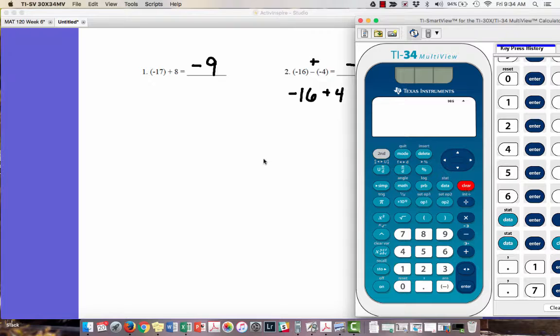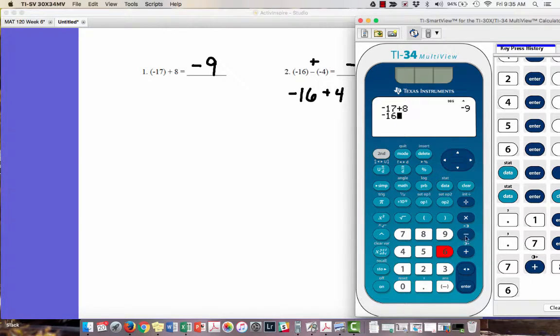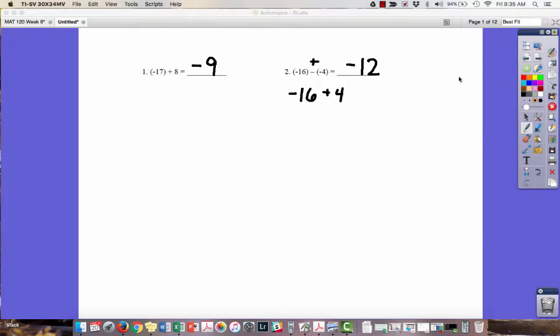So for both of these, you can do them in your calculator as well. So you can say negative 17 plus 8 and get negative 9. And you can say negative 16 minus a negative 4, and you get negative 12. So you can do them both on the calculator, or you can do them in your head. I suggest thinking them both ways. Try them and then check them on the calculator as well, just to make sure that you have the right answer.